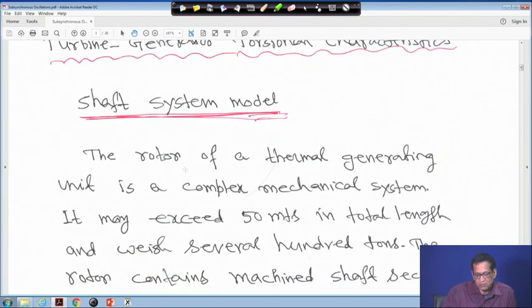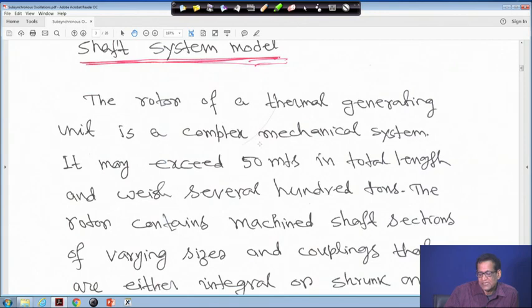The rotor of a thermal generating unit is a complex mechanical system. It may exceed 50 meters in total length and weigh several hundred tons. I do not know whether you have seen an open rotor, particularly for a thermal power plant. If you see that rotor, you will find it is very long, and it may exceed 50 meters in total length, and the weight may be several hundred tons, because you have the turbine and the generator coupled. So, it is a very complex system and the weight will be very heavy.